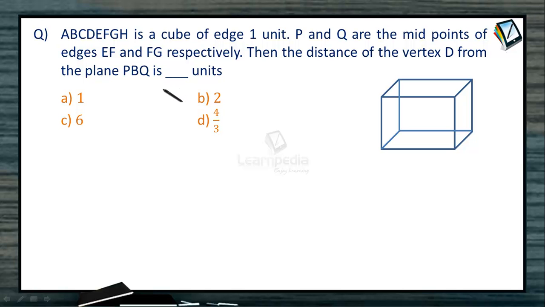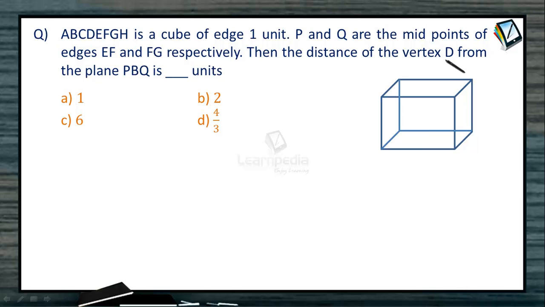ABCDEFGH is a cube and the edge of the cube each length is 1 unit. And P and Q are the midpoints of the two edges EF and FG. Now let's see what is the requirement. We need the distance of the vertex D from the plane passing through P, B and Q.